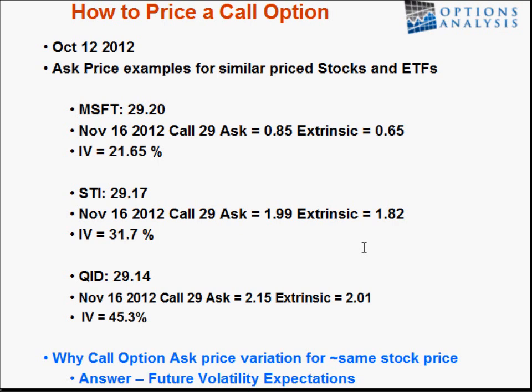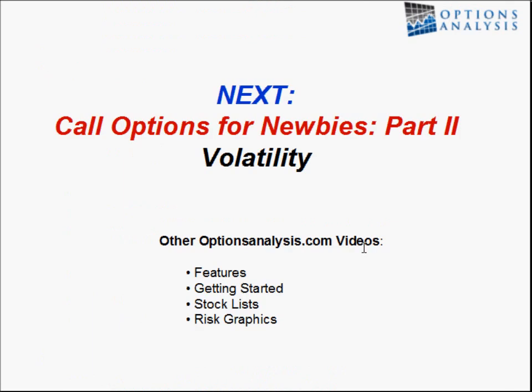Here's another call option in QID. It also has a close price very close to Microsoft. Its ask price is 2.15. It's even more expensive. Why is there such a price difference between these three stocks in their call option ask price? The answer is each of these symbols has different future volatility expectations. Volatility and its expectations are going to be what we discuss in the next presentation. Call options for newbies, part 2, volatility.